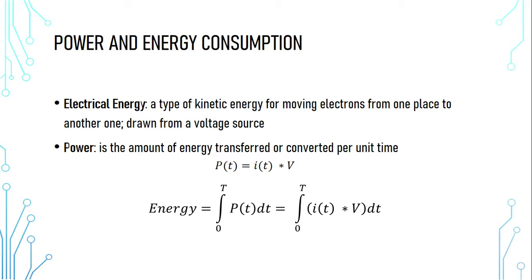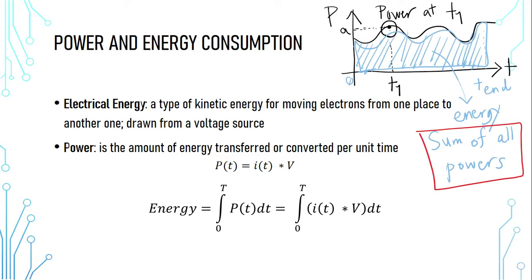Power. Power is the amount of energy transferred or converted in a single unit of time. In electronics, power is equal to the product of current and voltage. The figure above shows the power and energy difference clearly. We have power in just one moment of time, but energy is the sum of all of those powers in a time range.